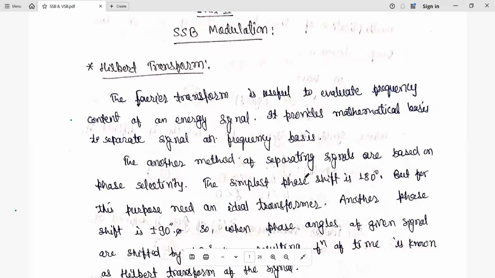So this is one of the important questions. If the question is asked, they're asking about representing the SSB-SC in time domain and frequency domain. Apart from this, we have the Hilbert transform also as a separate question.